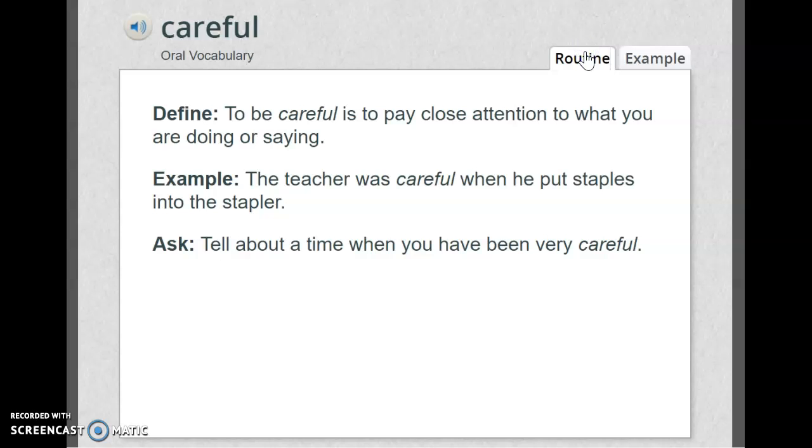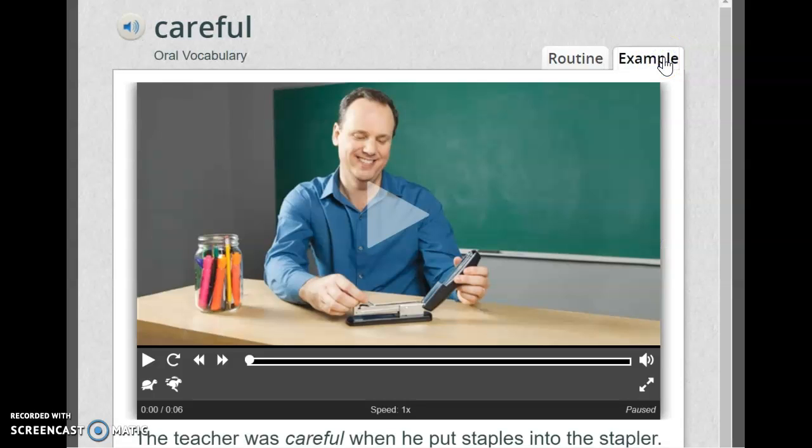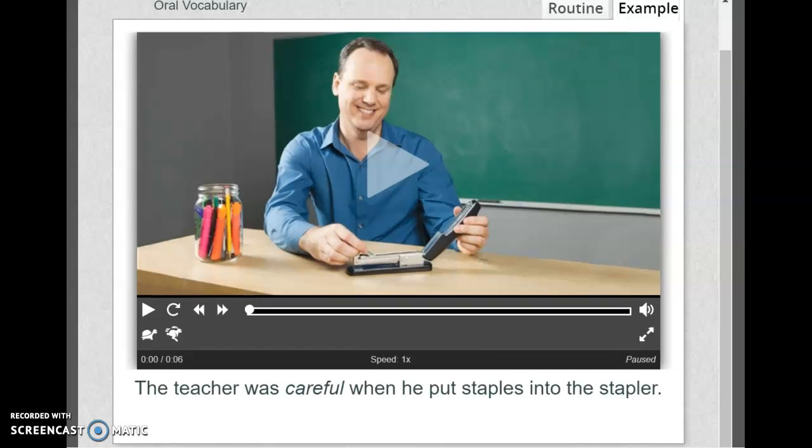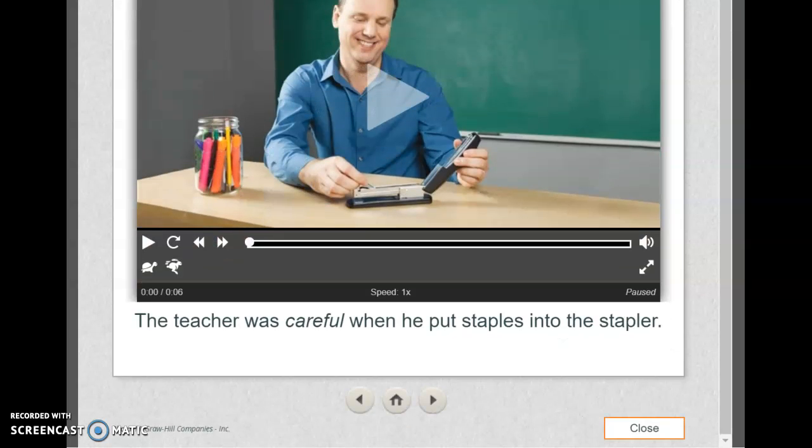My next word is careful. To be careful is to pay close attention to what you are doing or what you are saying. So, for example, the teacher was careful when he put staples into the stapler. And this could be maybe because he didn't want to hurt his finger, or maybe because he didn't want to jam the stapler. So, why should you be careful when you are using scissors? Think about that, and then we will move on.